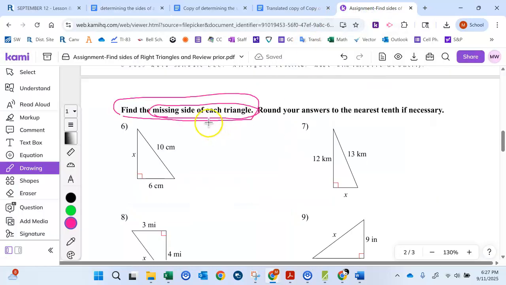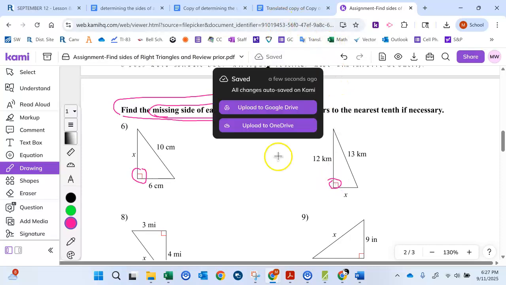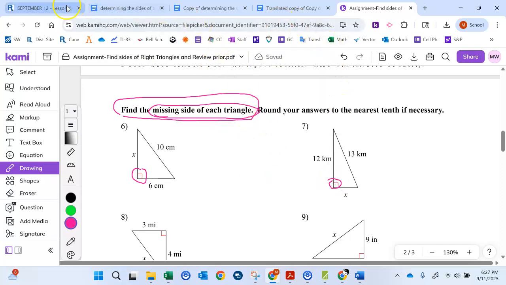So let's see. What we're trying to do is find x. X is not an angle. It's the length of the side of the triangle, okay? Now, if the triangle has 90 degrees like this and this, it's a special kind of triangle, and we're going to learn about that. So let's go back.